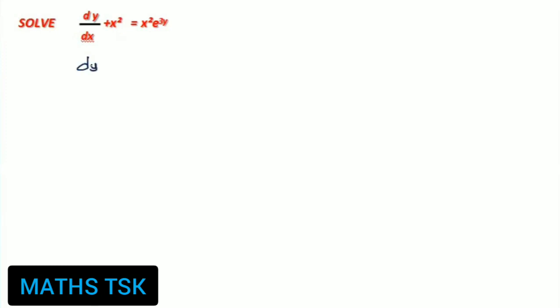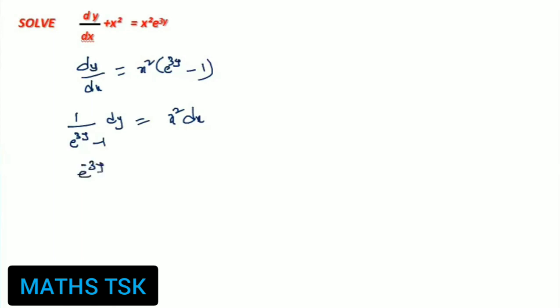So this is dy by dx. Take x square common, it becomes x square into (e power 3y minus 1). Now I can write it as 1 by (e power 3y minus 1) into dy is equal to x square into dx. Now multiply and divide with e power minus 3y. e power minus 3y into e power 3y is 1, so e power minus 3y by (1 minus e power minus 3y) into dy is equal to x square into dx.